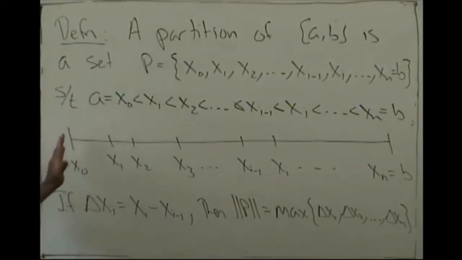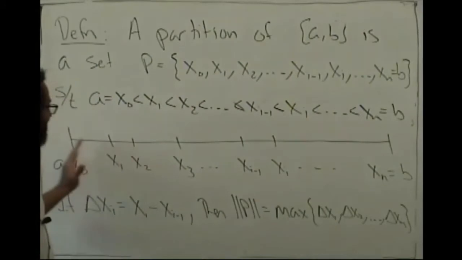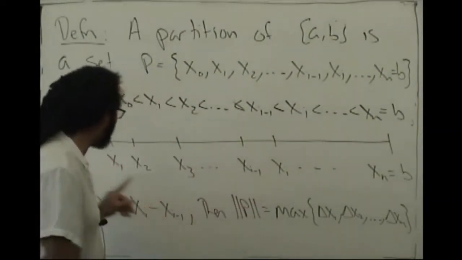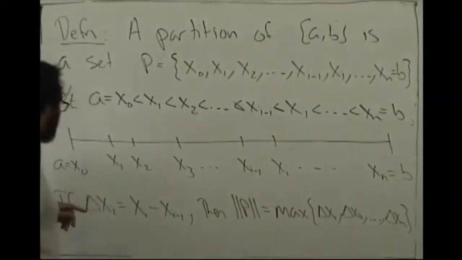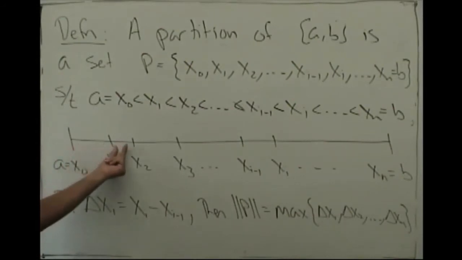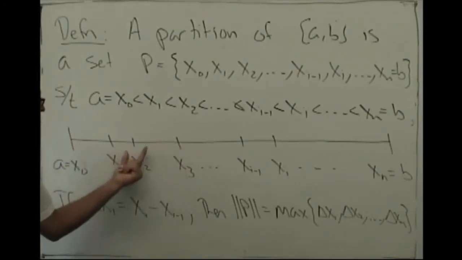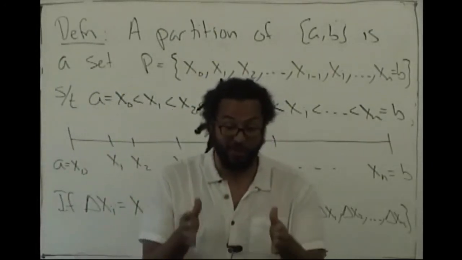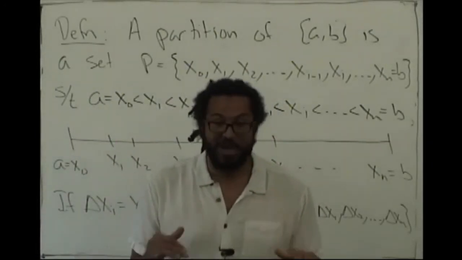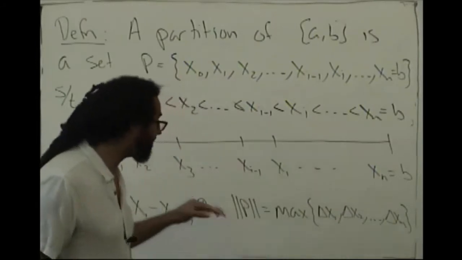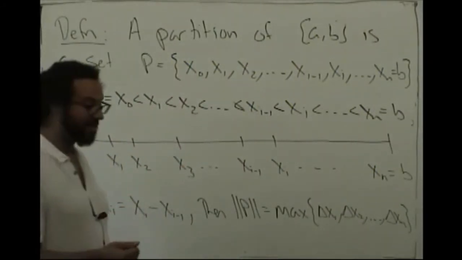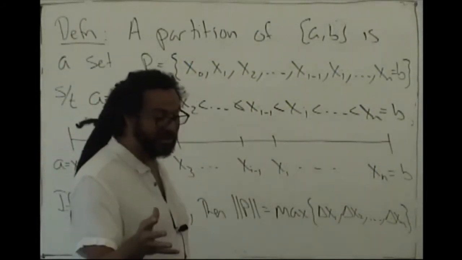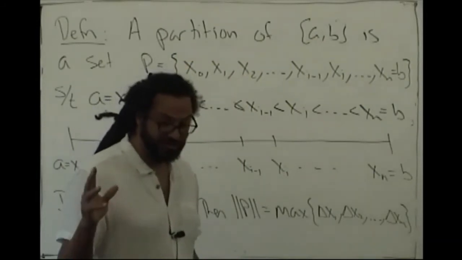And when you look at how these things are arranged on the line, so here's the closed interval from A to B, we are not demanding that these things are equally spaced. We called that a uniform partition when they were equally spaced. Here we are not requiring that this partition be uniform. So it's like take some points and throw them down on a line, and then they fall wherever they fall, right?